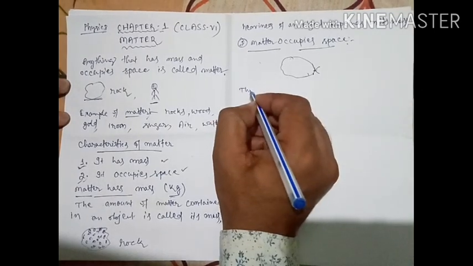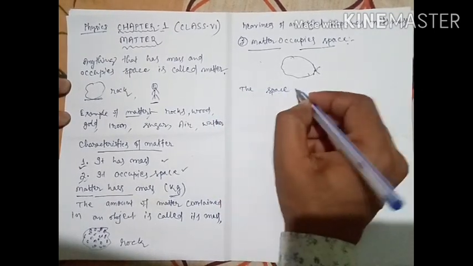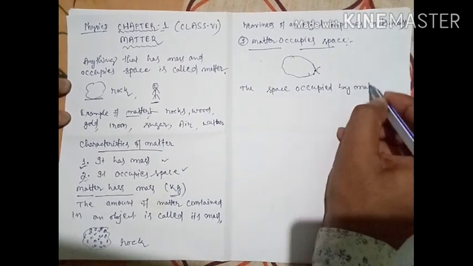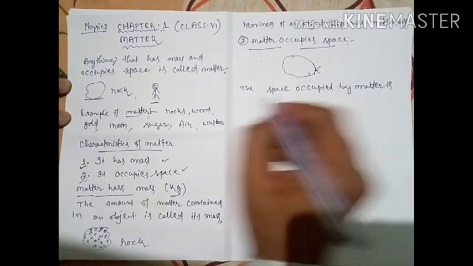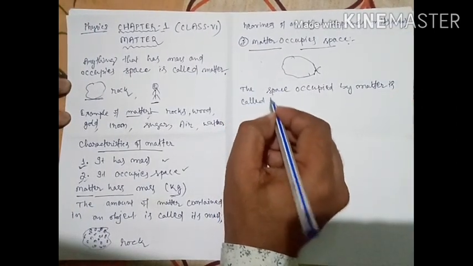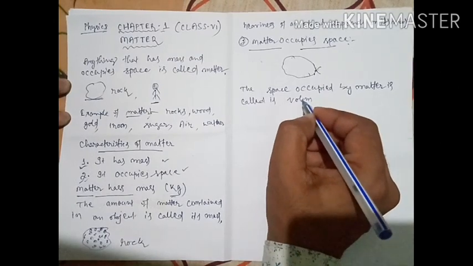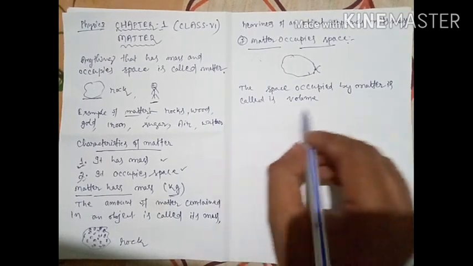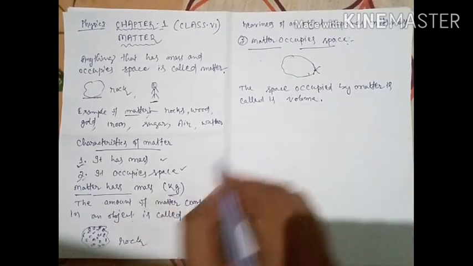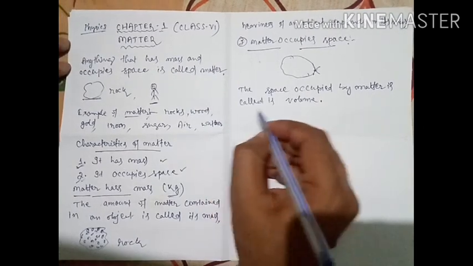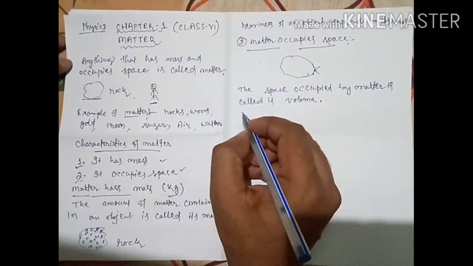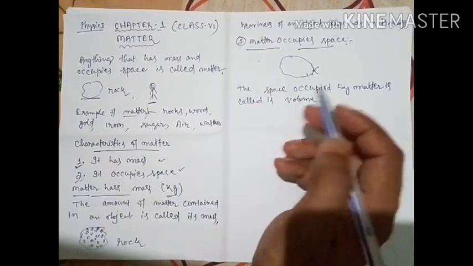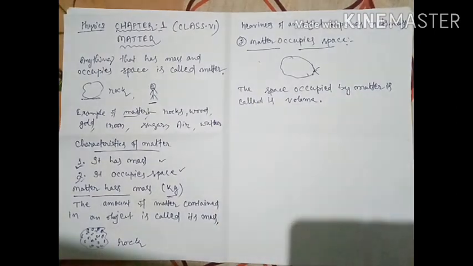So we can write here, students, the space occupied by matter is called its volume. So you remember, students, how much space is occupied by the matter is called its volume. So all objects have some volume. Even an air filled balloon or an empty balloon also has some space.